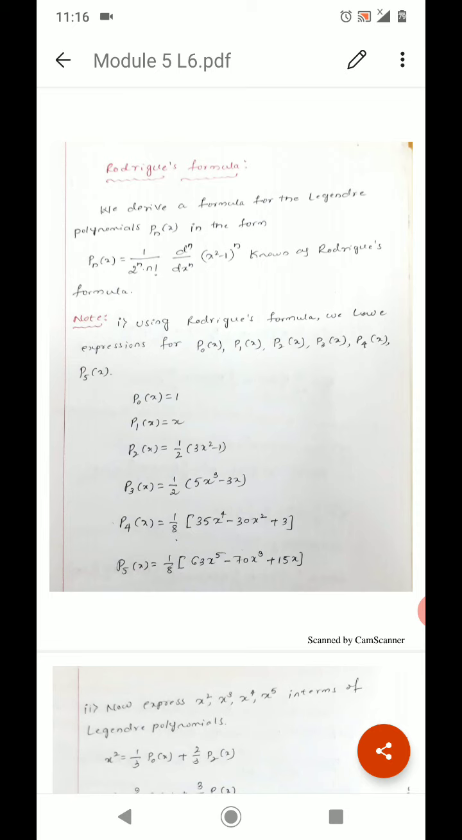For n equal to 2, P2 of x equal to 1 divided by 2 of (3x square minus 1). For n equal to 3, P3 of x equal to 1 by 2 of (5x cube minus 3x). For n equal to 4, P4 of x equal to 1 by 8 of (35 x power 4 minus 30 x square plus 3). And for n equal to 5, P5 of x equal to 1 by 8 of (63 x power 5 minus 70 x cube plus 15x).